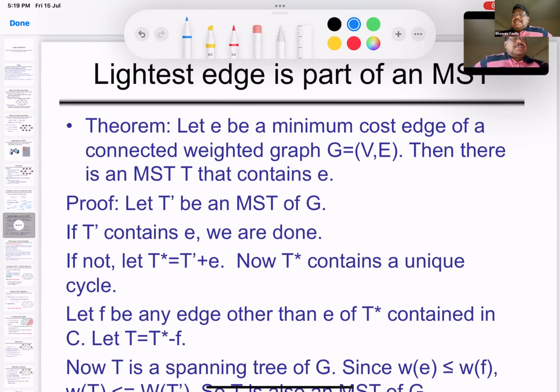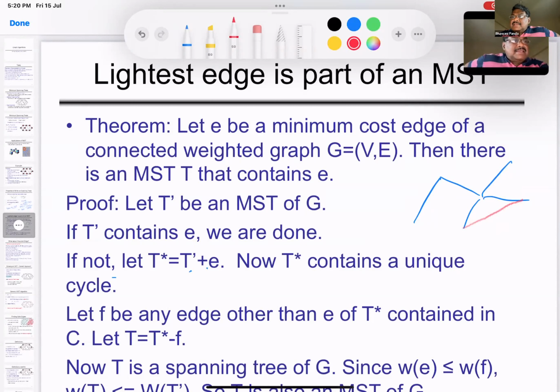Okay. So let T dash be an MST of G and let E be a minimum cost edge. There may be more than one, but I have selected only one, that is E. If T dash contains E, then we are done. If T dash doesn't contain E, then what will happen? You add E to T dash. For example, T dash will be something like this, and E will be like this. This is my E. If I add it, there will be a unique cycle.